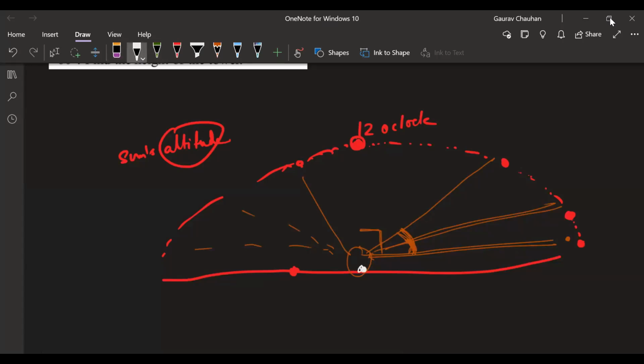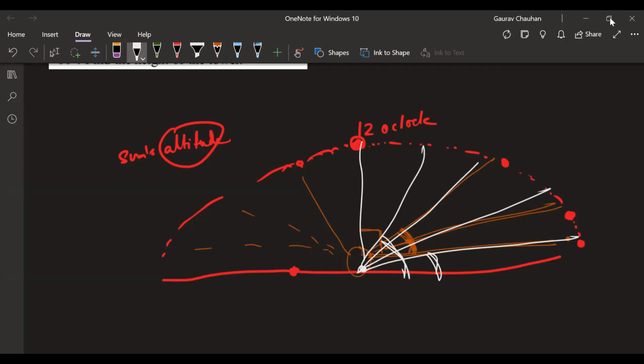So at any point on the ground, at any time when the sun is out, there will be different angles of elevation with respect to the ground. With respect to the ground, that's with respect to the parallel.